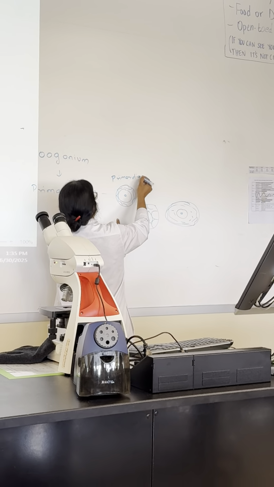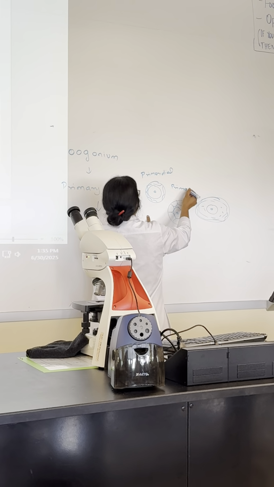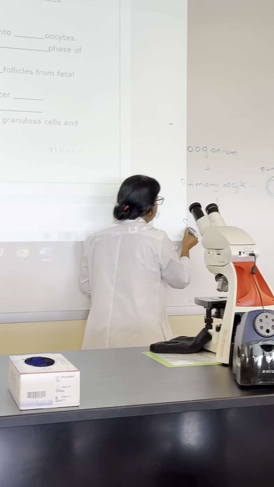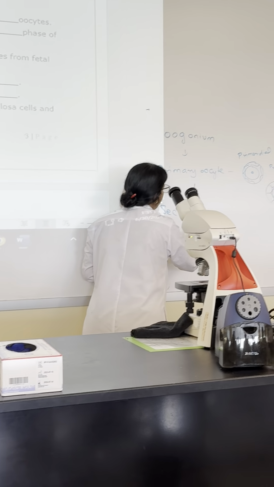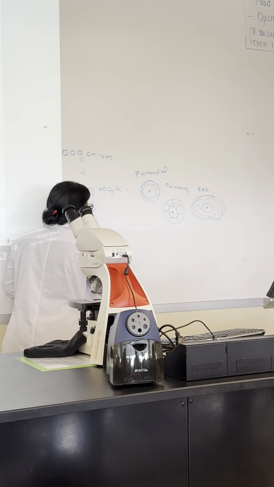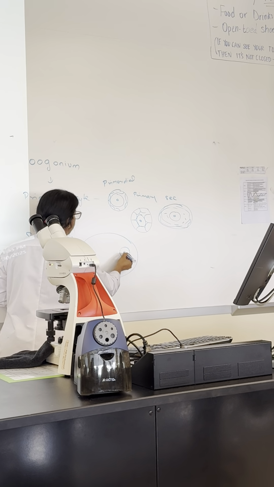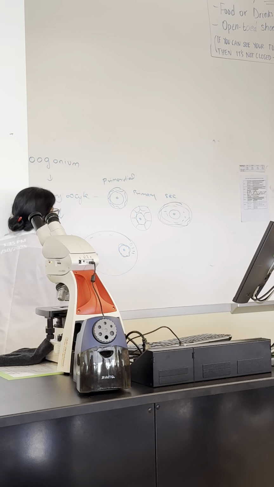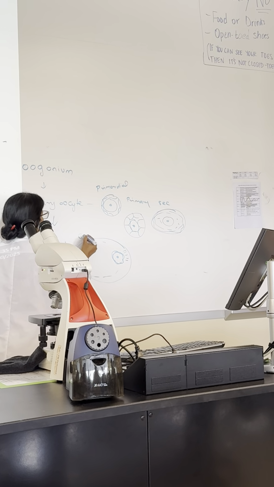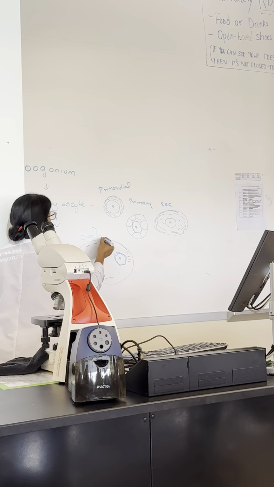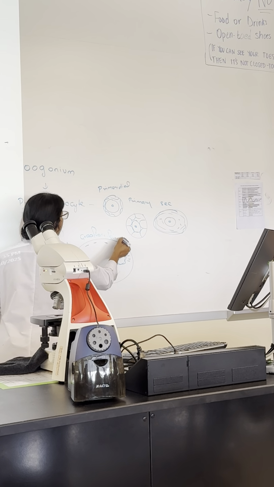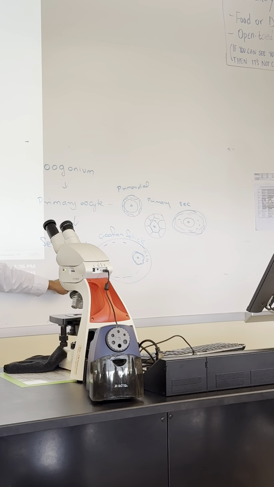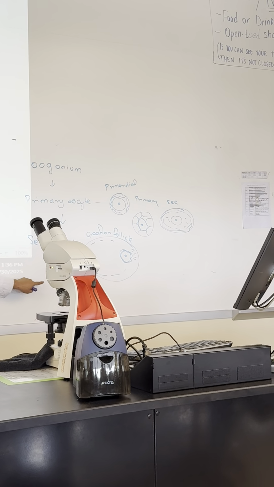Primordial, primary, secondary. Now, you have the secondary oocyte. In what follicle? What follicle is it? So where is the only place you will see a secondary oocyte? In the Graafian follicle.